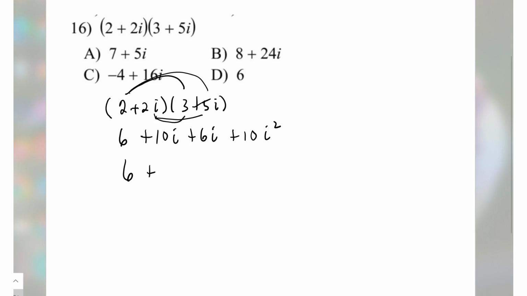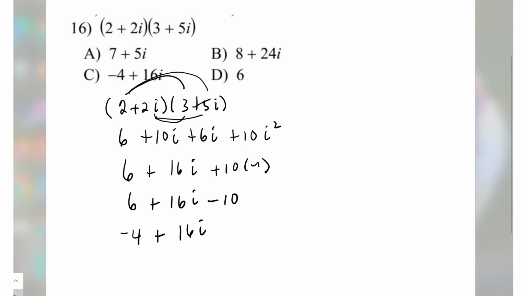So we have 6 plus 16i plus 10 times negative 1. So we have 6 plus 16i minus 10. 6 minus 10 gives you negative 4 plus 16i.